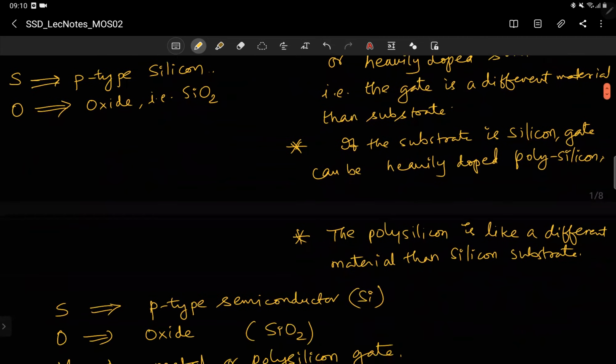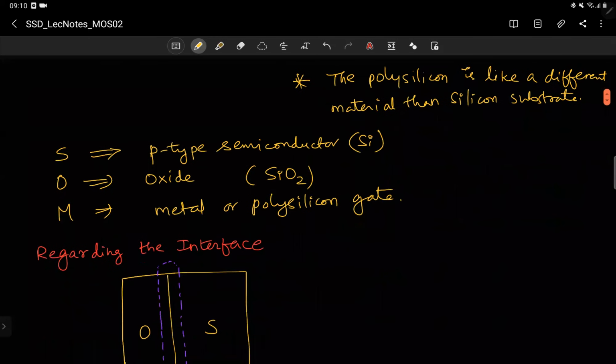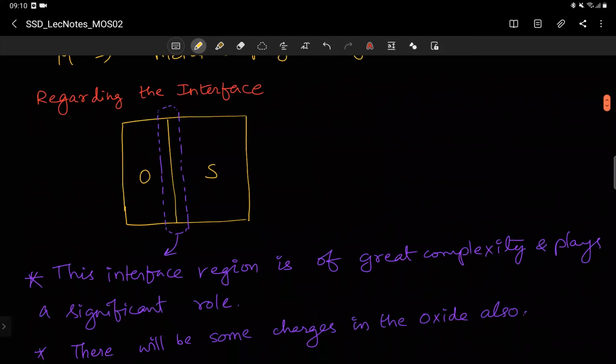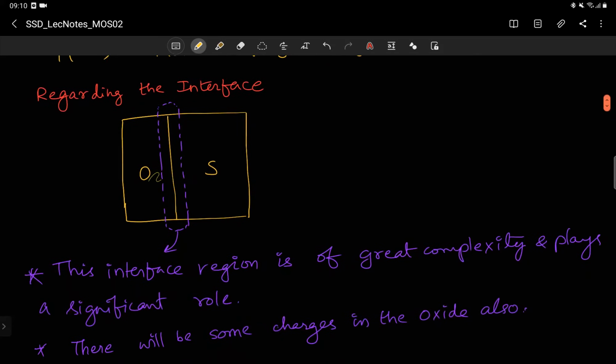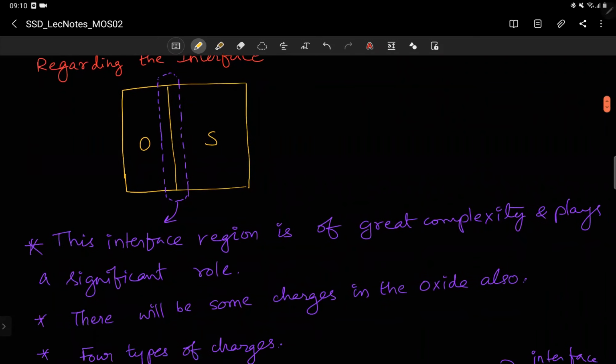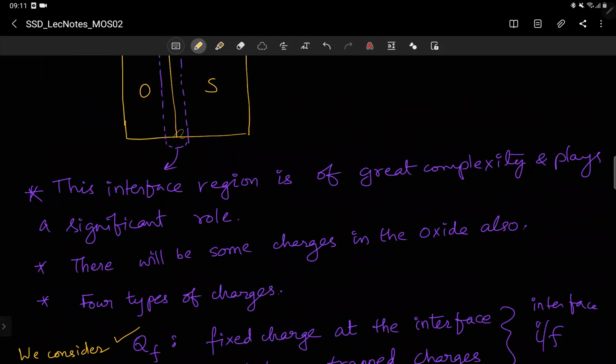All right, so this is what I have said just now. Regarding the interface, now the structure is done. MOS, what can be M, what is O and what is S, we have seen. So now there is this interface, O and S, oxide and silicon. This interface is very crucial. It plays a significant role in device characteristics, IV or CV. It is of somewhat great complexity, so we'll not get into too much detail of this interface, but the crucial points are as follows.